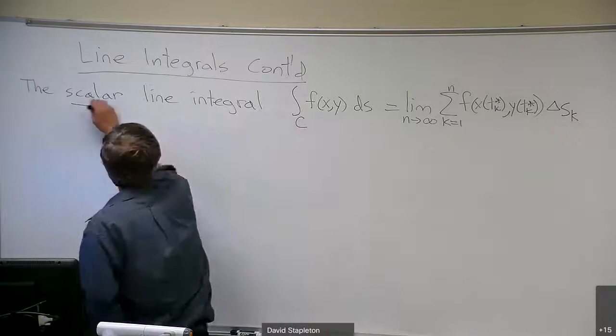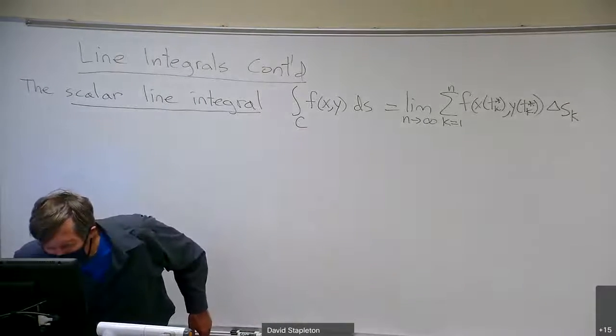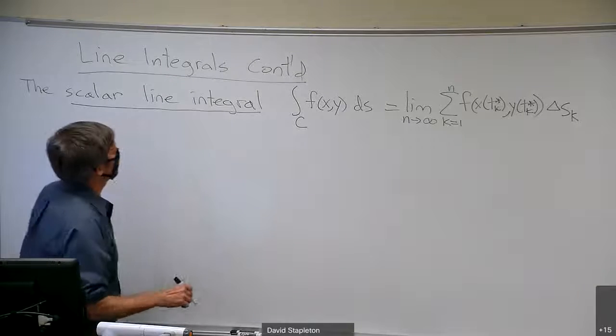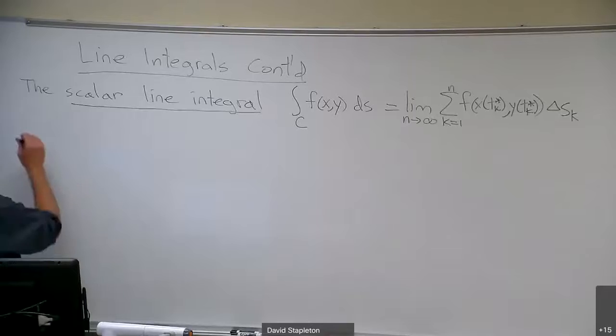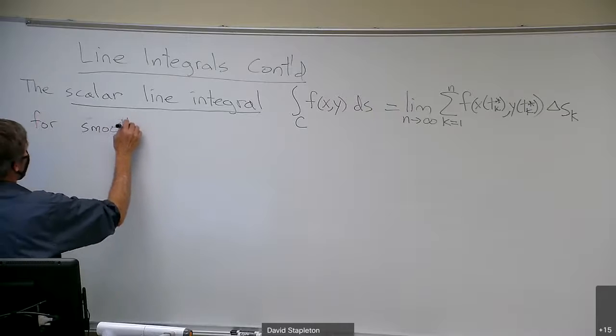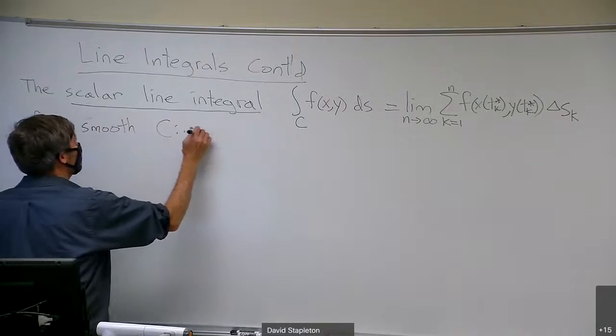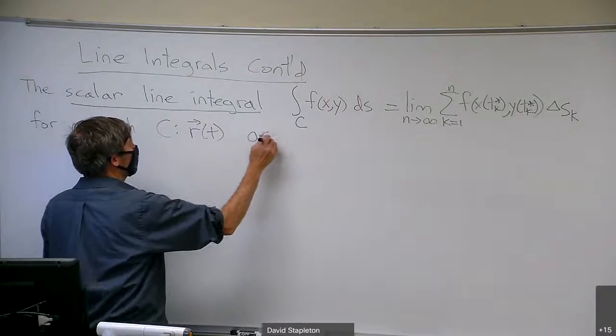See, can you see all of that online? Did I go too far? I think we need to stop just in time. Yeah, we can see. Yeah, just got it. Thank you. Scalar line integral for a curve C, smooth, meaning it has a continuous derivative, given by the vector valued function r of t, with t running from a to b.